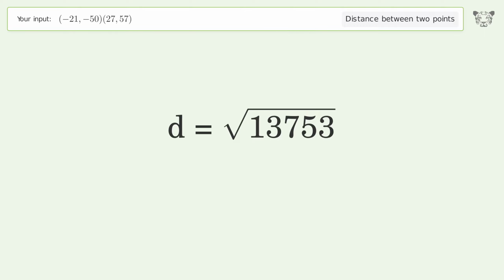And so the distance between the 2 points is the square root of 13,753 or 117.273.